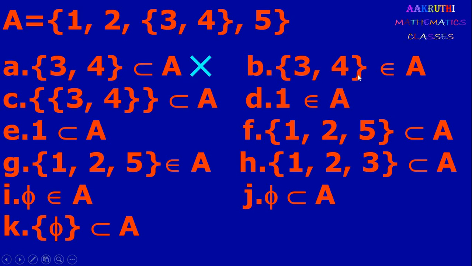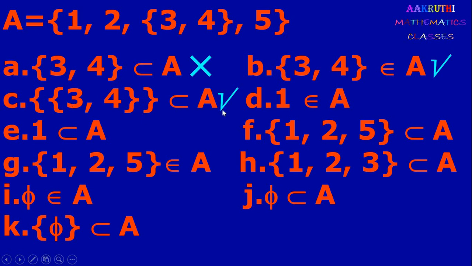Next one, {3, 4} belongs to A. Now here this set {3, 4} belongs to A. It is correct. Set {3, 4} is one element of set A. So therefore we can write {3, 4} belongs to A. So writing like this, {3, 4} subset of A is wrong, but writing set {3, 4} belongs to A, it is correct. Set of set {3, 4} is a subset of A. Now when we write subset, it contains this set also. Writing set of set {3, 4}, it is a subset of A. This is correct. That is, we have to write {1}, {2}, {{3, 4}}, {5} like this. All these are subsets of A. Set of {3, 4} is also a subset of A.